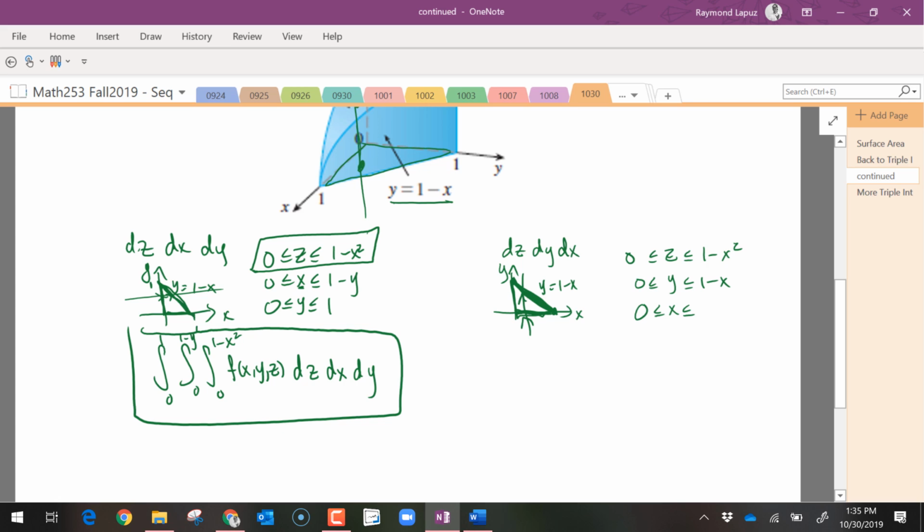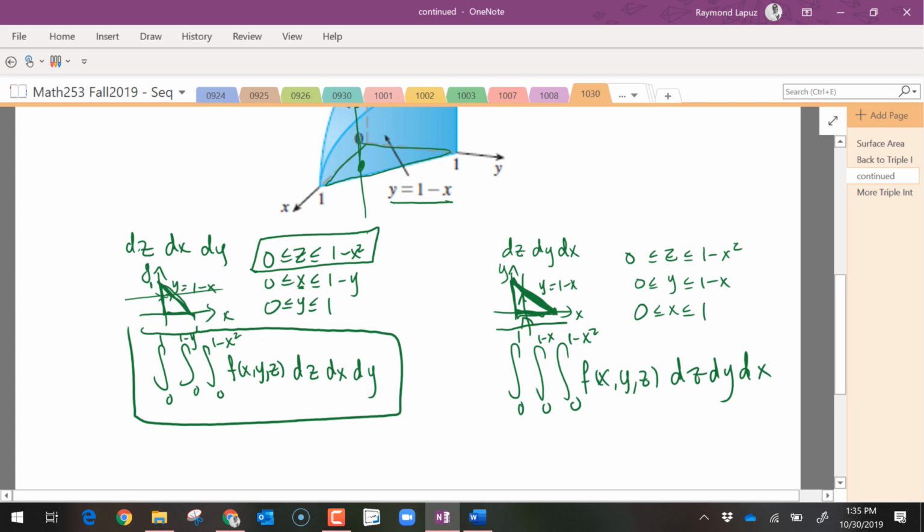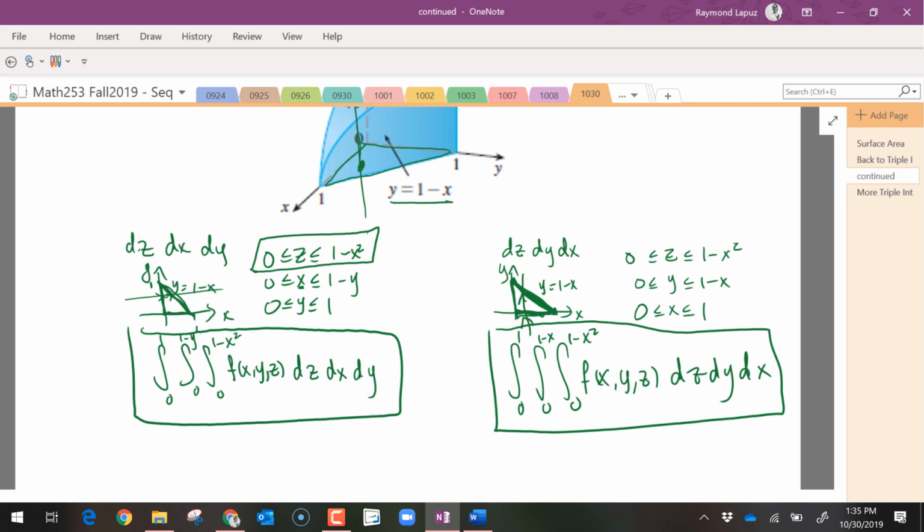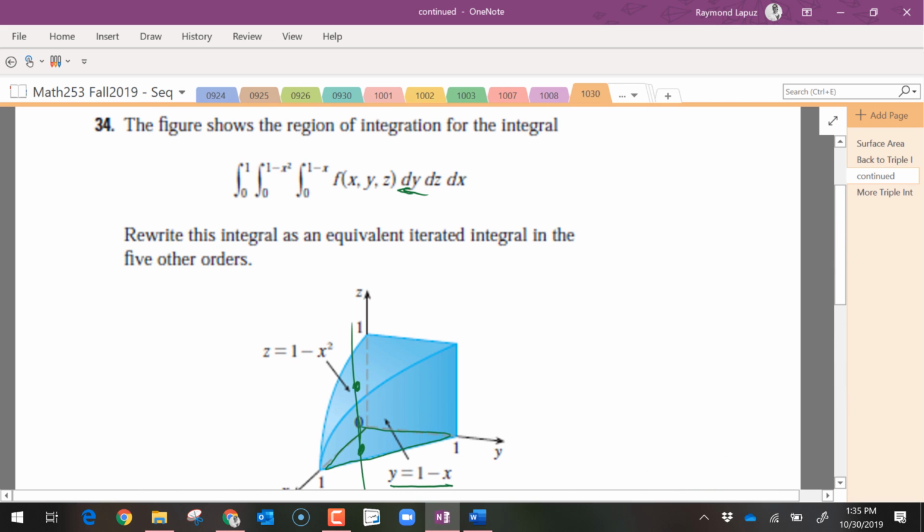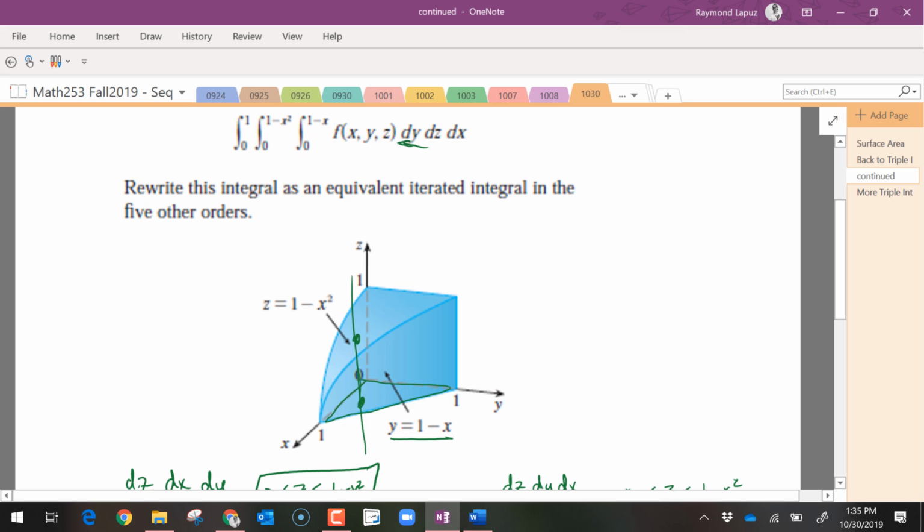So the x will be constants again, 0 to 1. And so we get a triple integral. dz goes from 0 to 1 minus x squared. dy goes from 0 to 1 minus x. And dx goes from 0 to 1. Okay. All right, so now let's do this one, dy dx dz.